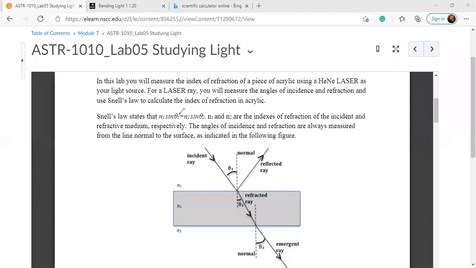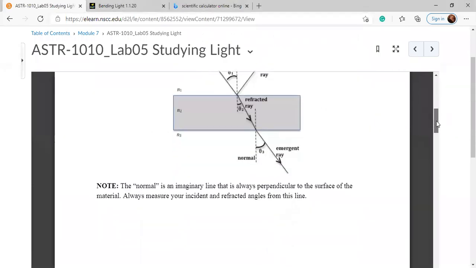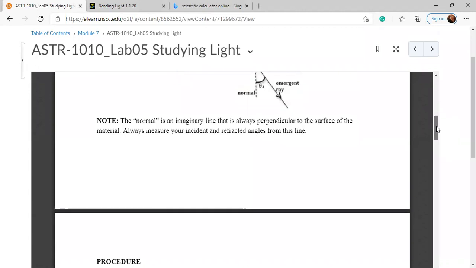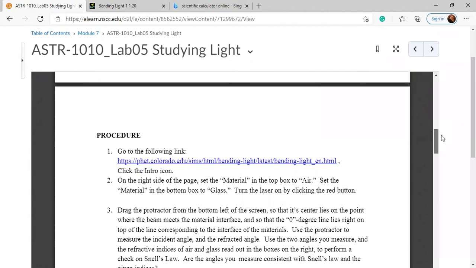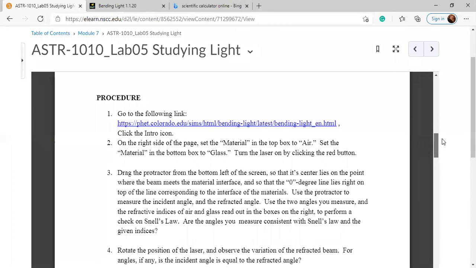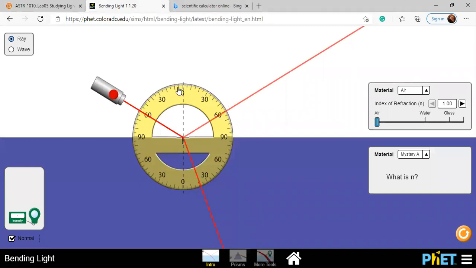Let me go to the actual lab. I believe you understand the physics of refraction of light. And let me go to here, procedure to find refractive index. You can read all these instructions. I will show you according to all these instructions. If you click on this link, you will be led to this window.